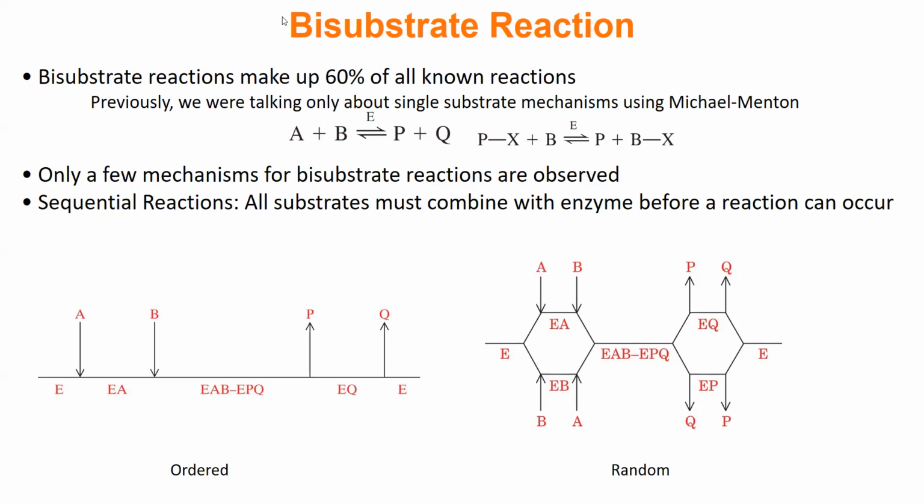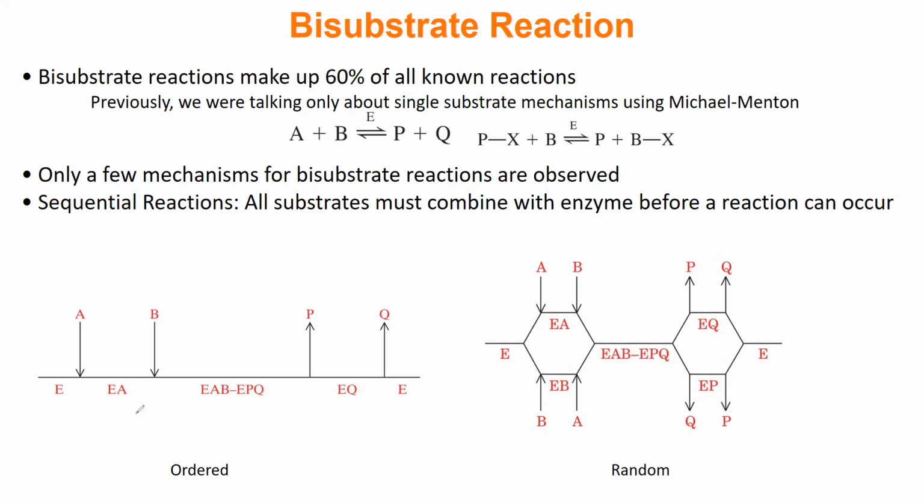So the first way we're going to look at a reaction mechanism is called a sequential reaction. A sequential reaction is that before any chemistry can happen, both substrates have to be bound to the enzyme. And there's two ways this can happen, as I'm showing here on this PowerPoint. You can have an ordered sequential reaction or a random sequential reaction. And the words ordered and random here just mean how your substrates bind.